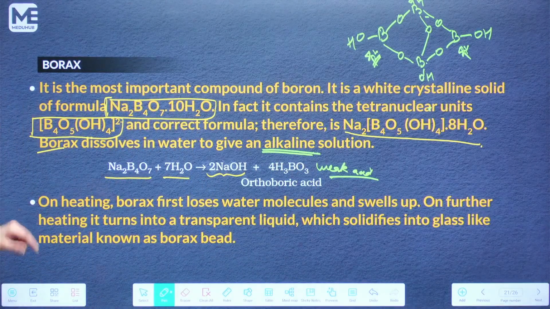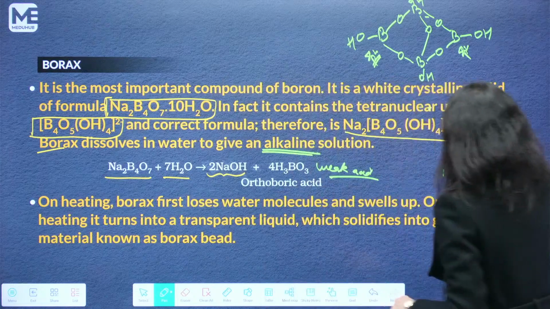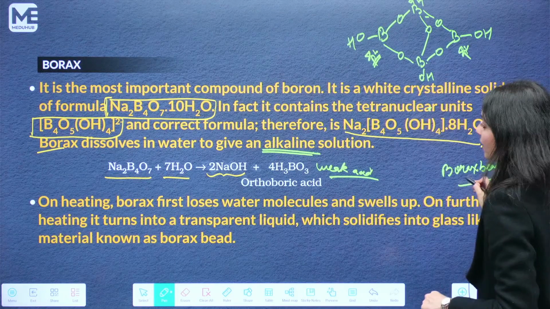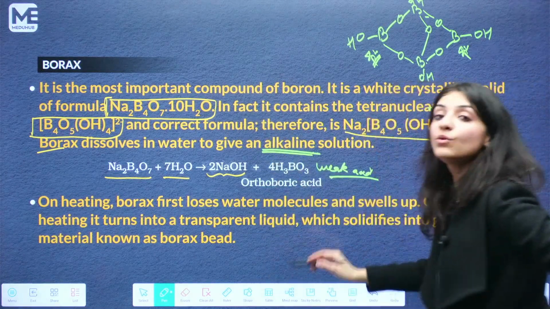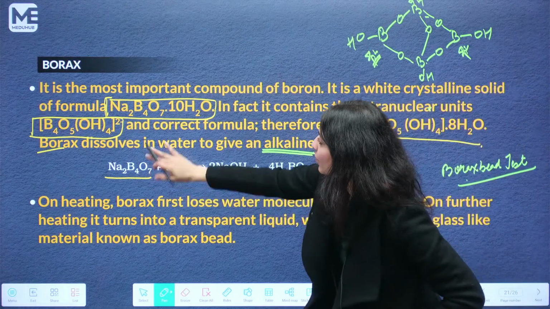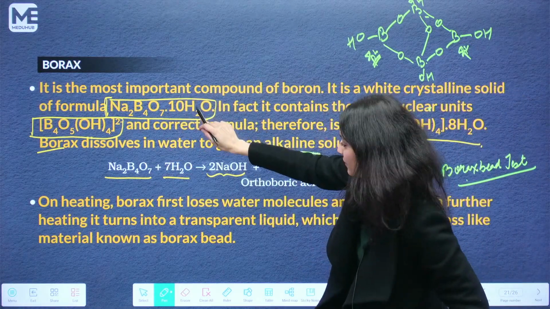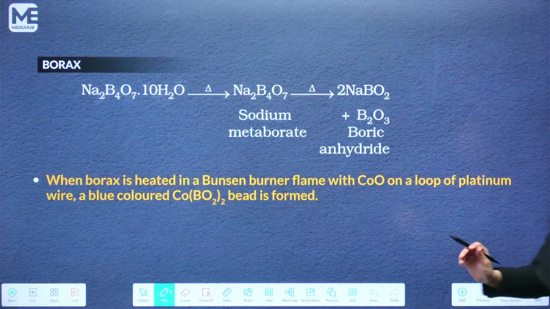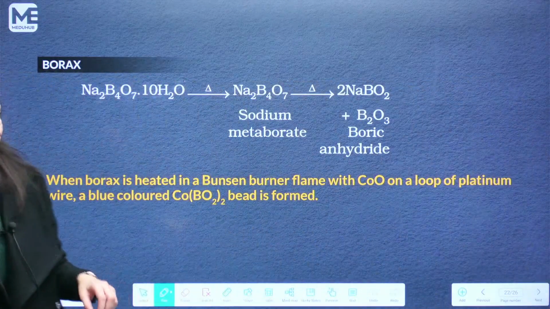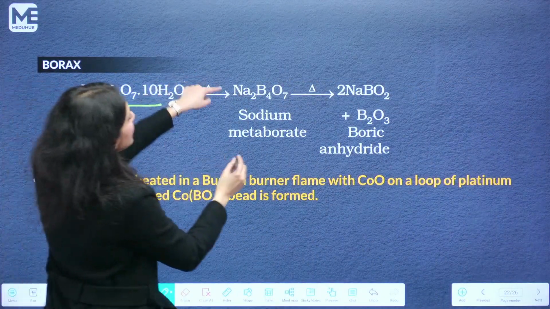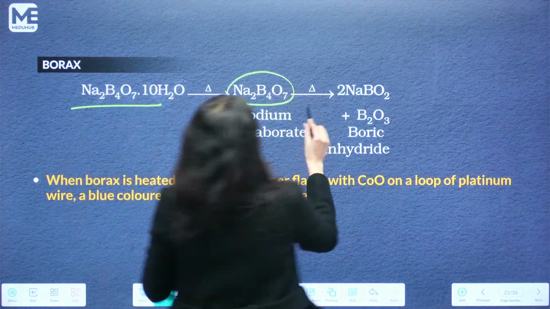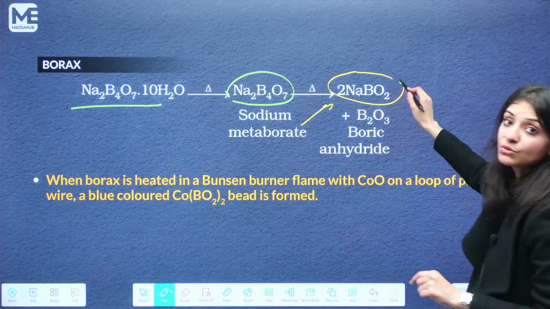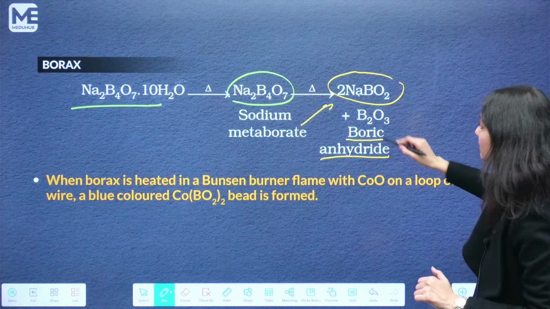Next is a very important test that is called the borax bead test. Now, a very interesting property of borax is that when you heat borax, first it will lose these 10 water molecules which are associated with it, and on further heating it will form sodium metaborate, which is a glass-like structure, and it becomes a bead. So, on heating it loses water molecules, and on further heating forms NaBO2, which is sodium metaborate, and boric anhydride B2O3.